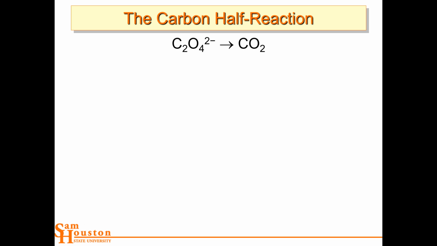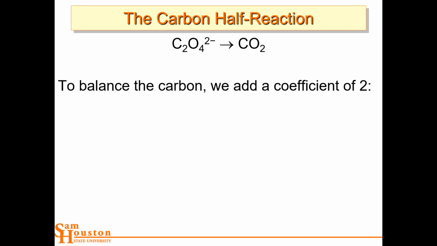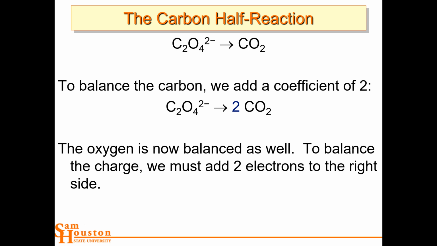So we have the oxalate half reaction. So we need to balance the elements other than oxygen and hydrogen. So we just put a 2 in front of the CO2 and we balance the carbons. That's easy. Then the oxygen is balanced as well. So we got lucky. We have 4 oxygens on either side. And so we need to balance the charge.